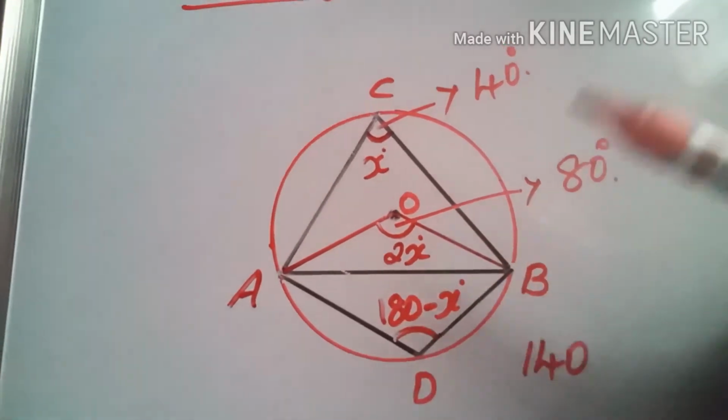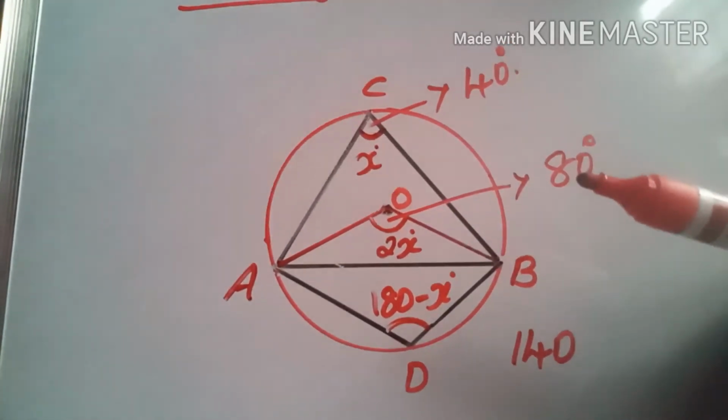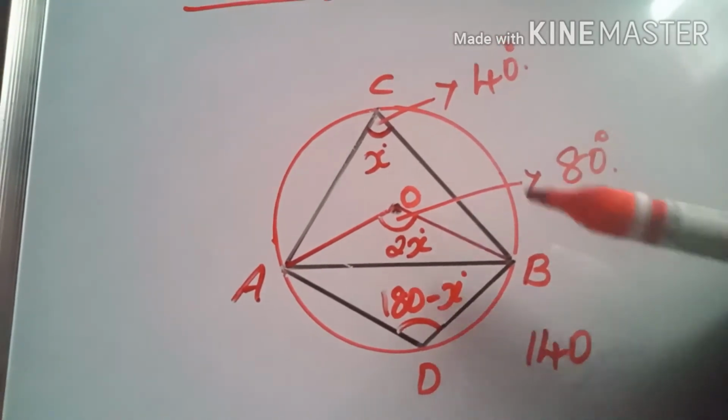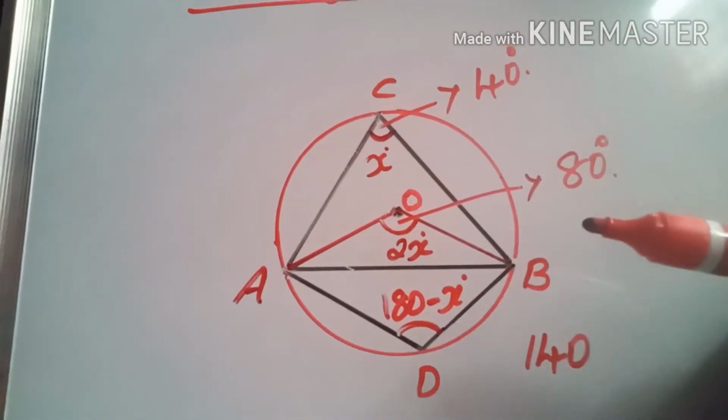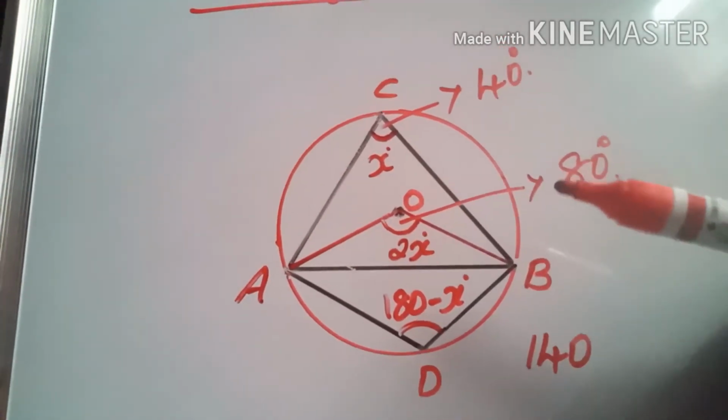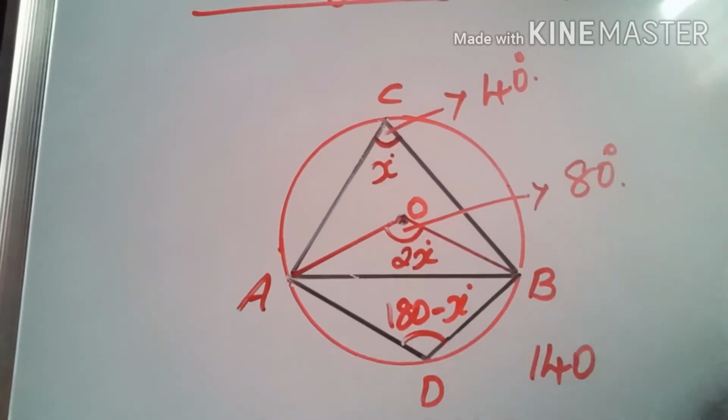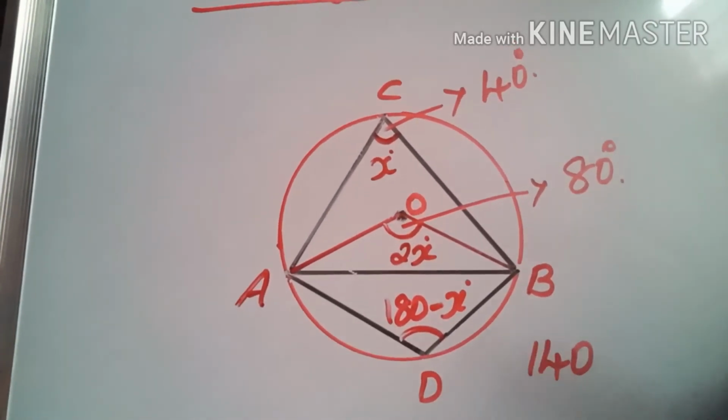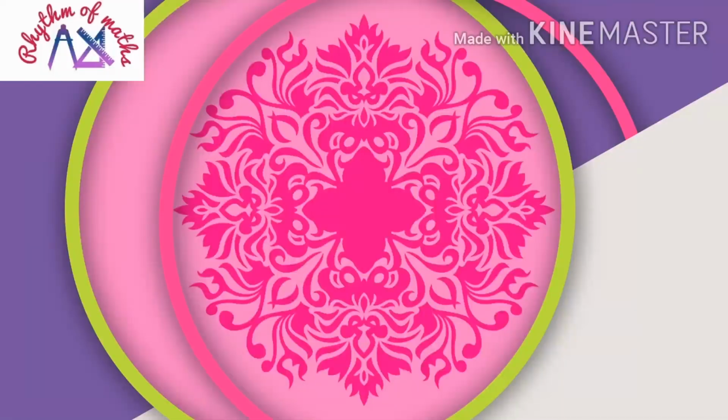You can expect these for the short questions. 2 mark questions, or 2 or 3 mark questions, you can expect from this section. One of the angles will be given, and you need to find the remaining angles. Now let's move on to problems.